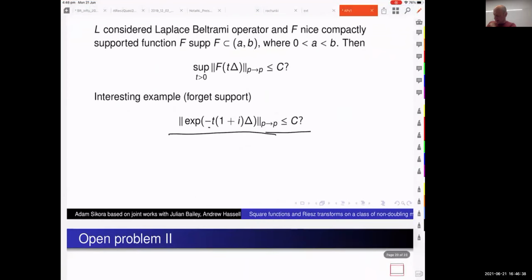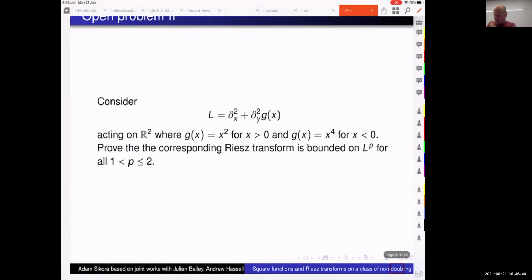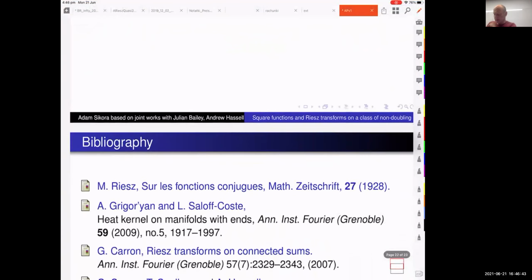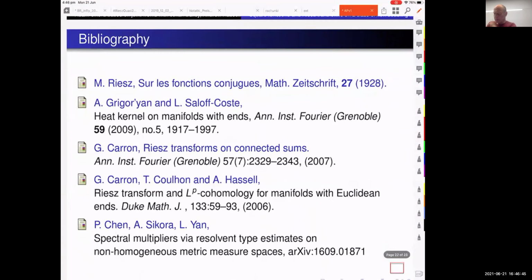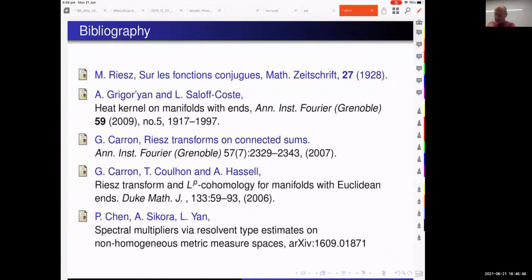So that's a bit of a, and maybe I will skip, we don't have much time for this, so I will skip open problem number 2. And yeah, well, so just a bit of literature here, just about Riesz transform. So Riesz transform is almost 100 years old, right? And it's still, as you can see, quite a bit of an open problem in various directions, right?